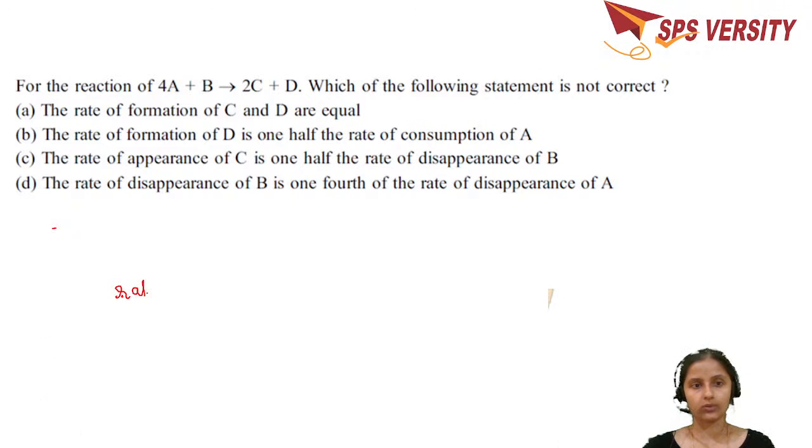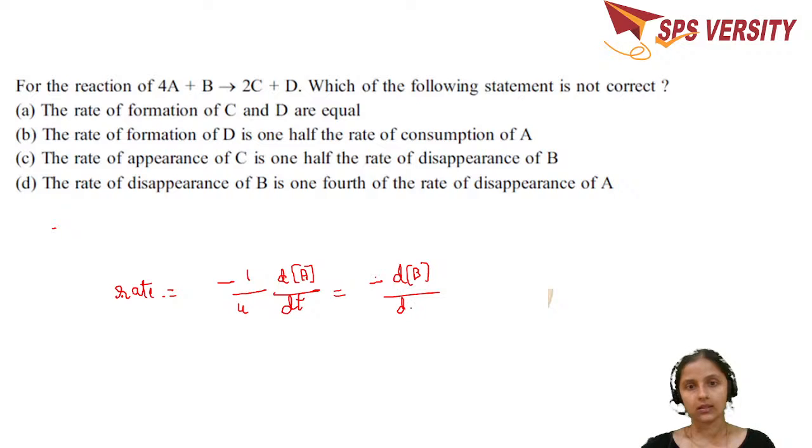Rate is equal to minus 1 by 4 d[A] divided by dt, which is equal to minus d[B] divided by dt, which is equal to plus d[C] divided by 2 dt, which is equal to plus d[D] divided by dt. Now the question is, the rate of formation of C and D are equal. Are they equal?